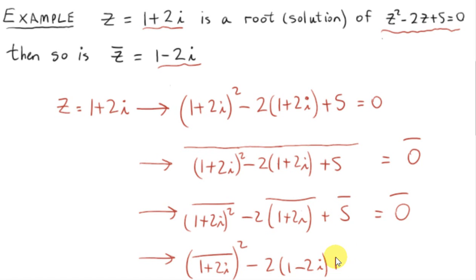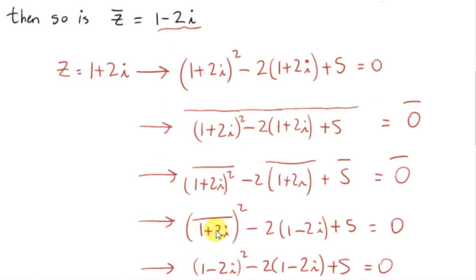Now what is the conjugate of 5? Well, the conjugate of a real number is just that number. We can think of 5 as 5 plus 0i. So its conjugate is 5 minus 0i. But of course that's just the same as 5. Similarly here, 0 is a real number, so its conjugate is just itself. So finally we get the conjugate of 1 plus 2i here, which we know is 1 minus 2i. So we get this equation here.